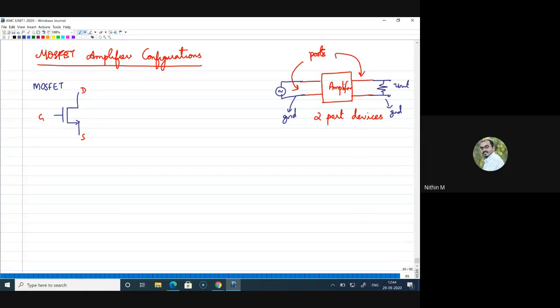Can I get some answers in the chat box? I hope you understand we need 2 ports, one at input and one at output, and for both the input and the output, we can apply a signal and we can measure a signal with respect to a reference point. Yes, and that we consider as a ground point.